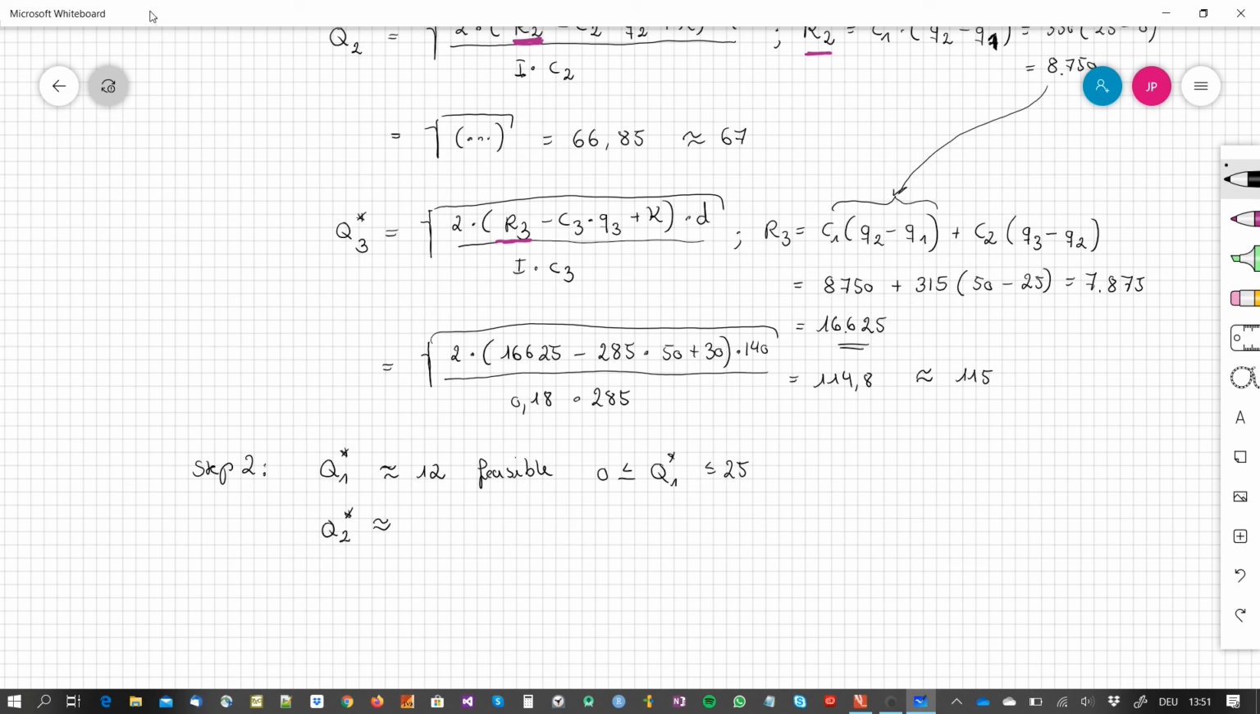The second optimal order quantity was 67. We are allowed this price range only in between 25 and 50, so this one is infeasible. So this one is fine, this one is not fine. And our third quantity was 115 approximately, and this was for all quantities higher than 50, so this one is feasible.